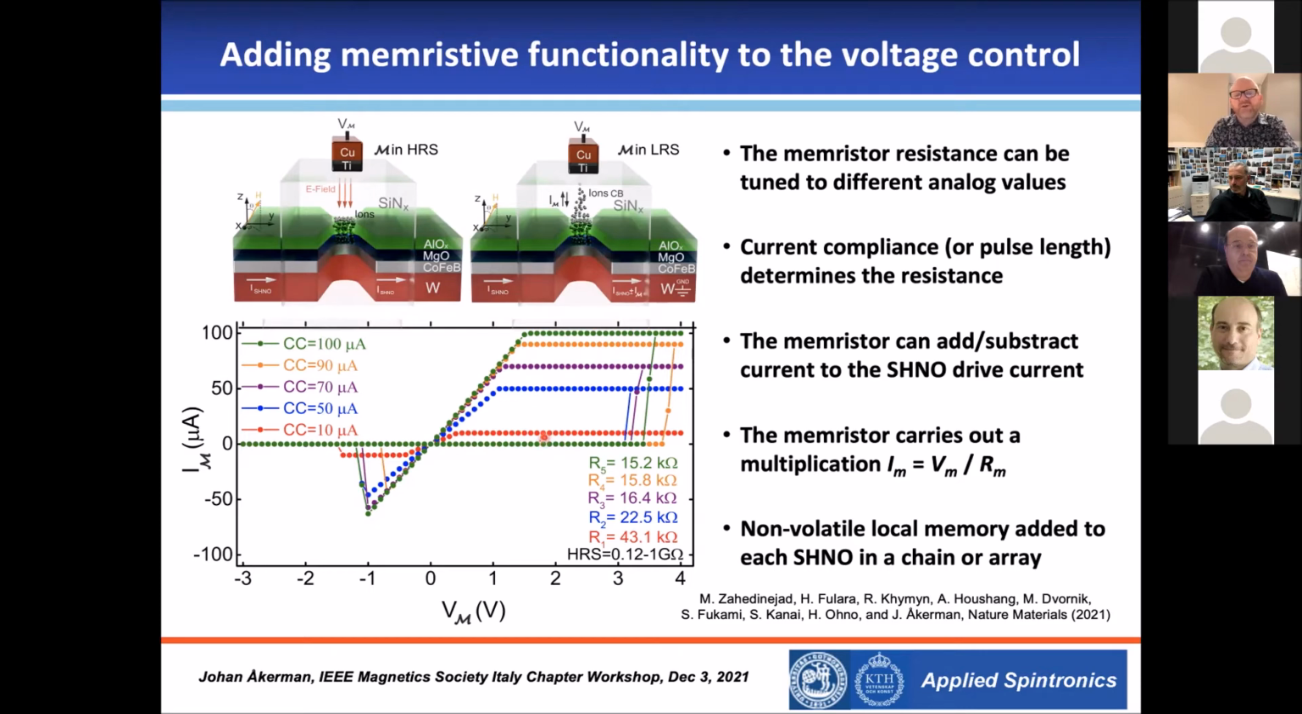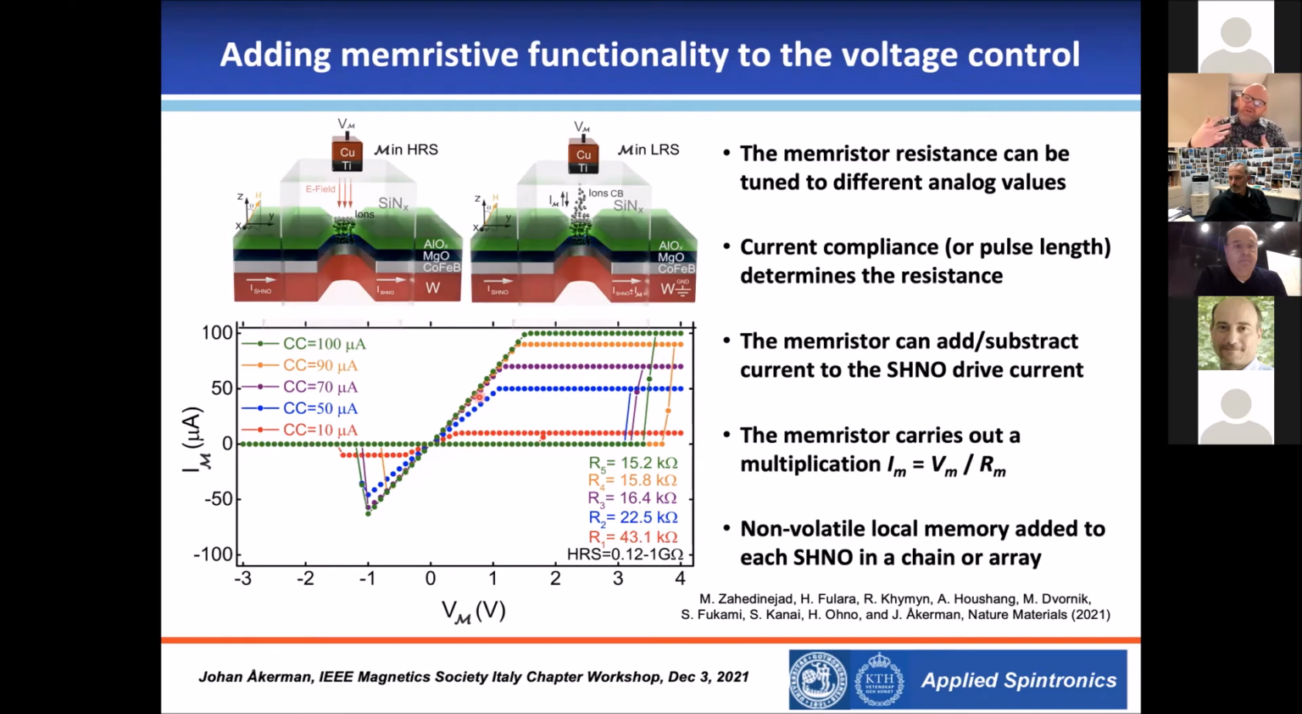So these are not particularly high quality memristors, but it decided to switch here. And we had a current compliance of 10 microamps. So now the resistance became 43 kiloohms instead. And so within this region here where we can operate, we can set different resistance values of this gate.